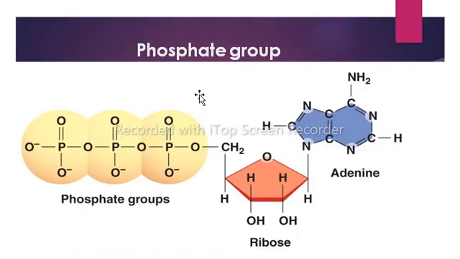Next is phosphate group. The phosphate group consists of phosphate, which is phosphoric acid, and is bound to 4 oxygen atoms, and one oxygen is bound with carbon number 5 of the ribose sugar. This is the structure of triphosphate because 3 phosphate groups are present.